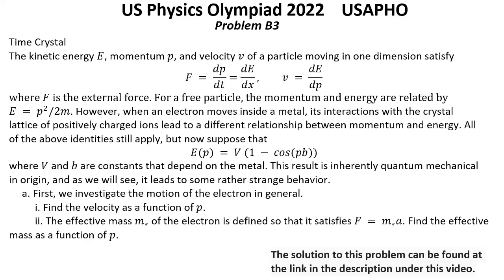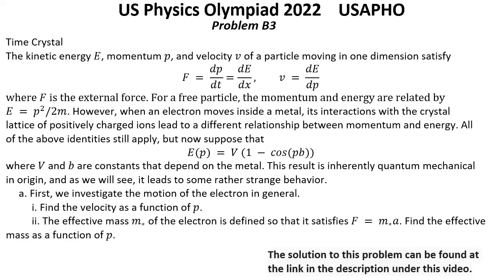US Physics Olympiad, year 2022, USAPHO, final round. Problem B3. Time crystal. The kinetic energy E, momentum P, and velocity V of a particle moving in one dimension satisfy F equals delta P over delta T, which is equal to delta E over delta X, and V equals delta E over delta P, where F is the external force.